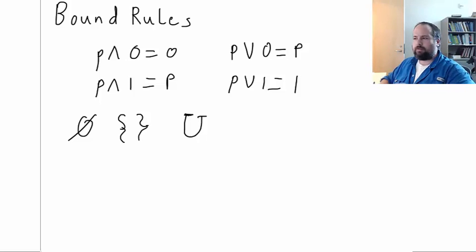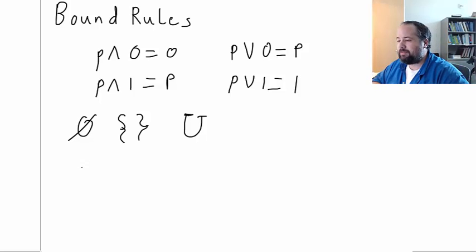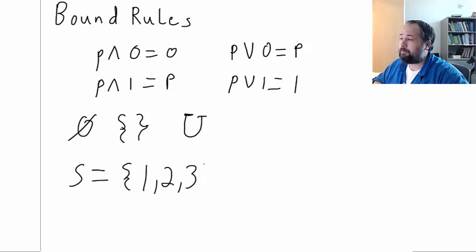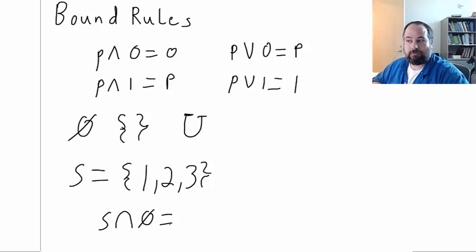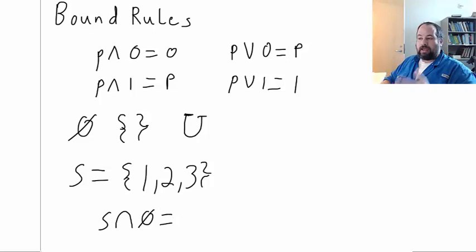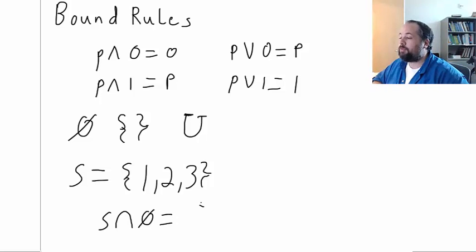So let's do a real example here. Let's say that we have a set S and it consists of 1, 2, and 3, because I am not creative. If we have S intersection, which is the same as and, the empty set, what's that going to be? Well, S has nothing in common with the empty set because there's nothing in the empty set. So the result is going to be the empty set.